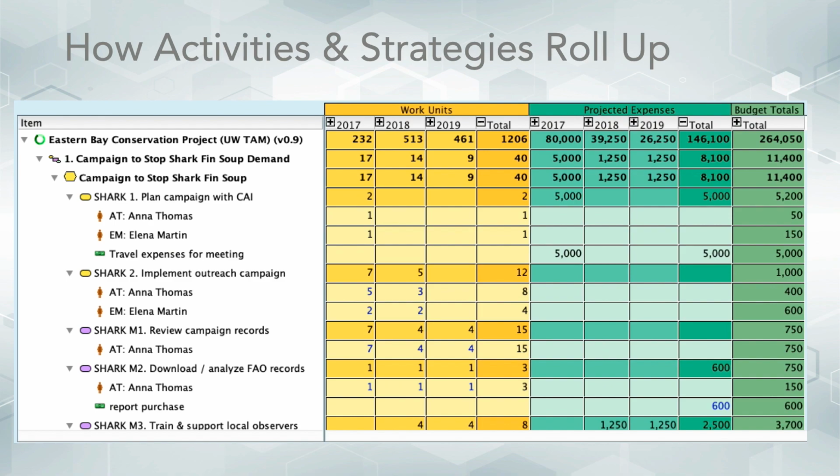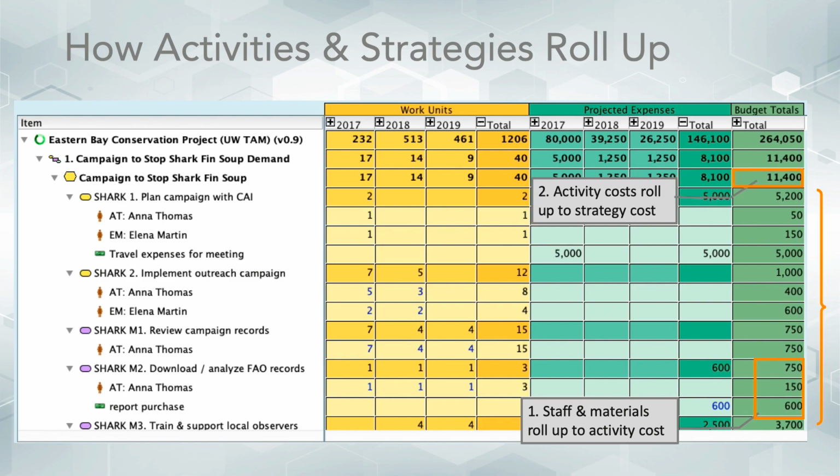Your overall project budget might include some costs that were estimated at the activity level and some that were estimated at the strategy level. When you create your work plan and budget, you need to be sure that you're adding up effort and costs correctly. In this example, you can see that Anna's time for downloading and analyzing an FAO record will cost $150, and the purchase of the report will cost $600. The total cost of this monitoring activity is $750.